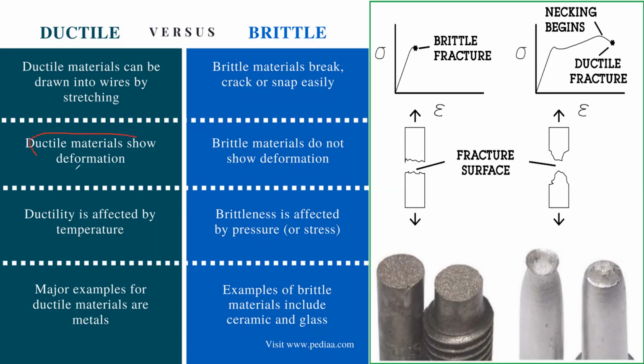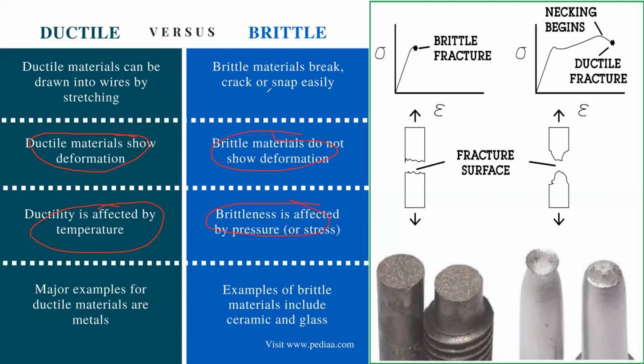Ductile materials show deformation, that means elongation, whereas brittle materials do not show deformation. They fail straight away. There is no plastic deformation, no change in length, no change in diameter, no change in dimension or shape in brittle material. Then, ductility is affected by temperature. If you increase the temperature of a ductile material, its ductility will increase. Brittle material is affected by pressure or compressive stress.